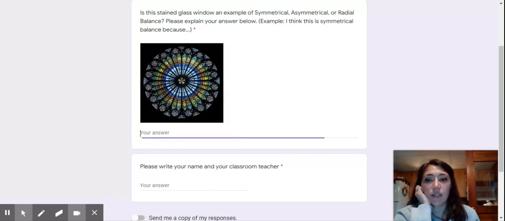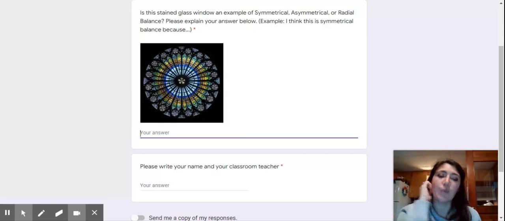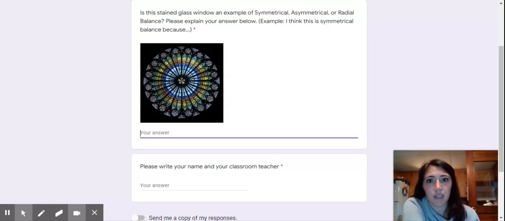For your answer, you just click right here, and it doesn't have to be super long, but it does need to be complete sentences. You are fourth graders. So you need to choose whatever form of balance you think it is. I did say example up here. It says, I think this is symmetrical balance because, and then I would explain myself. Again, that doesn't necessarily mean it is symmetrical. I'm just giving you an example of how you would answer this question.